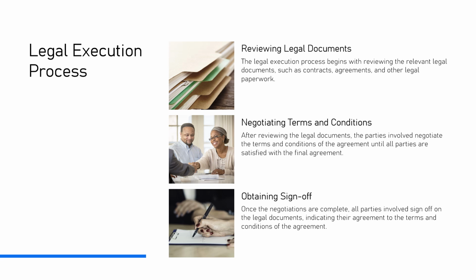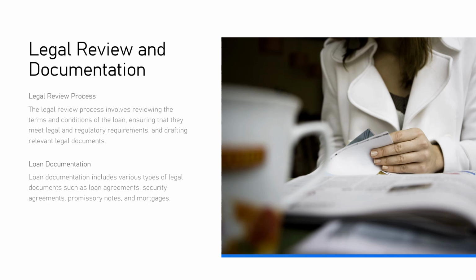Legal execution process, reviewing legal documents. The legal execution process begins with reviewing the relevant legal documents, such as contracts, agreements, and other legal paperwork. Negotiating terms and conditions. After reviewing the legal documents, the parties involved negotiate the terms and conditions of the agreement until all parties are satisfied with the final agreement. Obtaining sign off. Once the negotiations are complete, all parties involved sign off on the legal documents, indicating their agreement to the terms and conditions of the agreement.